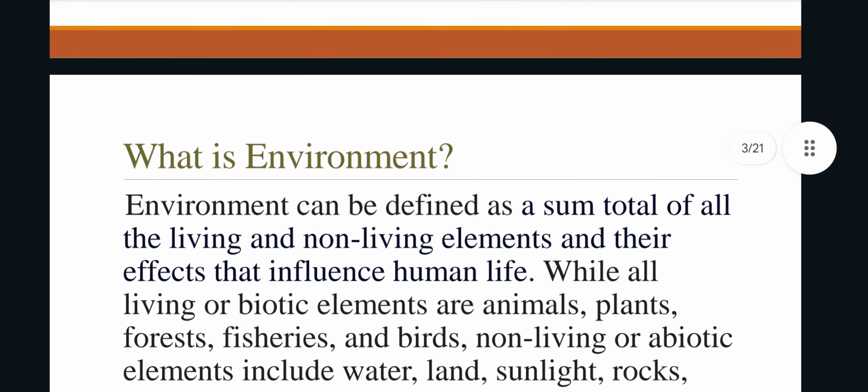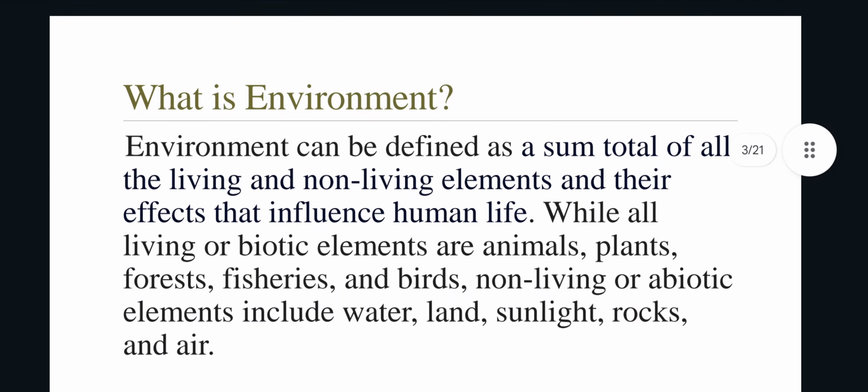Now we will discuss environment. What is environment? Environment can be defined as the total of all the living and non-living elements that affect or influence human life. The living or biotic elements include plants, forests, fisheries, birds. Non-living or abiotic elements include water, land, sunlight, rocks, and air. This is called environment. It is a sum of living as well as non-living elements. Some of them are biotic and some of them are abiotic.